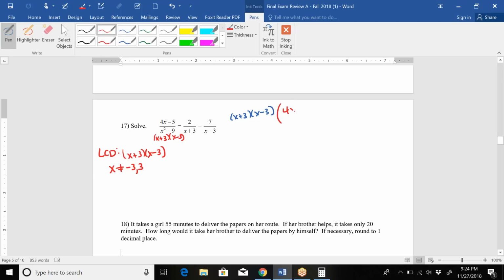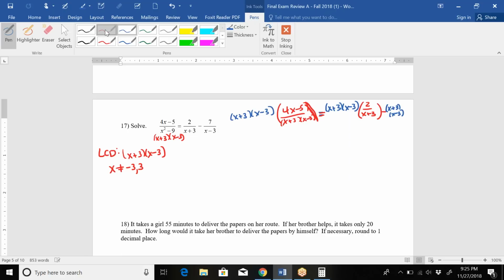So this is 4x minus 5 over x plus 3, x minus 3. Go for that guy. Then we have our equal sign. Then we do x plus 3, x minus 3 times the second part, which is 2 over x plus 3. So I want you to see the original equation is in the red. And then we have our minus, and then we have x plus 3, x minus 3 again.